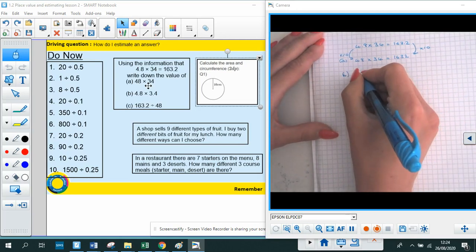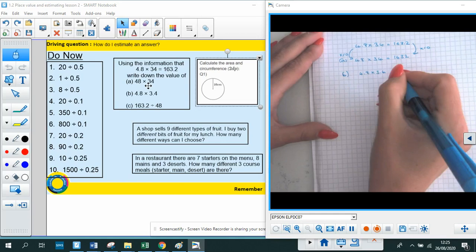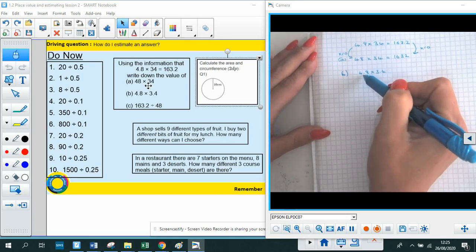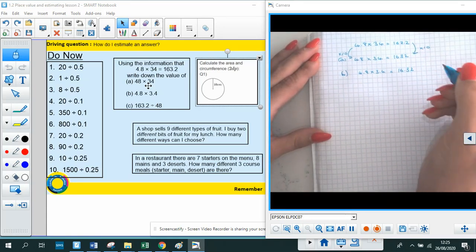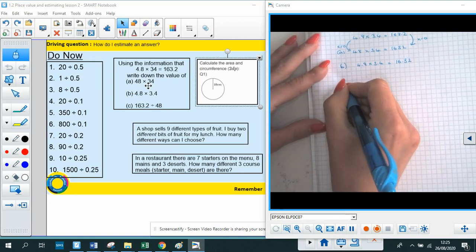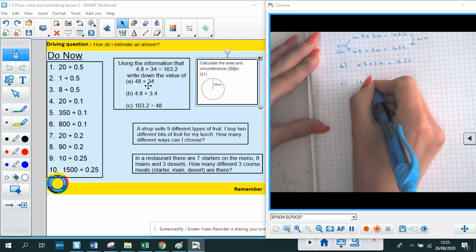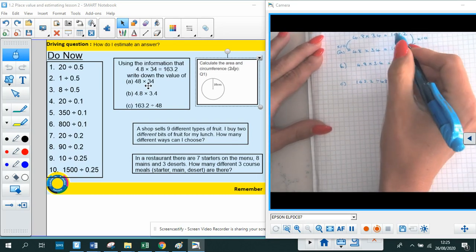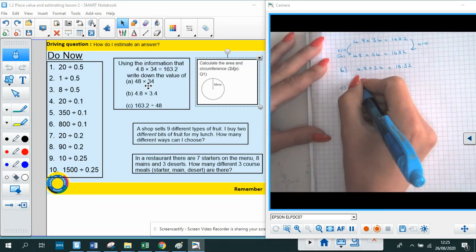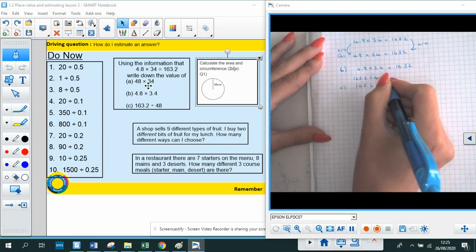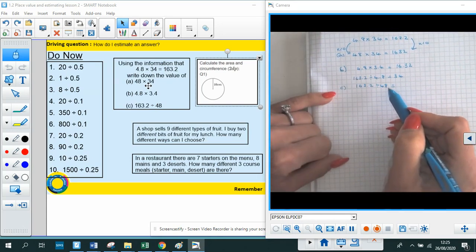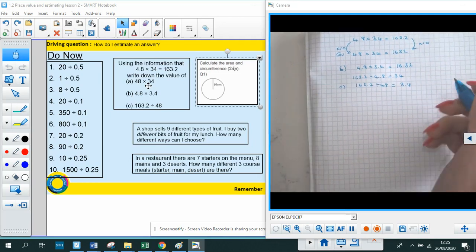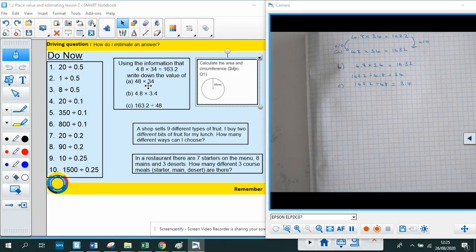Part B, 4.8 multiplied by 3.4. Well, this has stayed the same. This is 10 times smaller, so the answer will be 10 times smaller. And the third part, we've got a division, 163.2 divided by 48. So first of all, I'm going to rearrange this to 163.2 divided by 4.8 equals 34. So if I'm dividing by a number that's 10 times larger, my answer will be 10 times smaller, because think about it as we're sharing out between more people, so each person will get less.